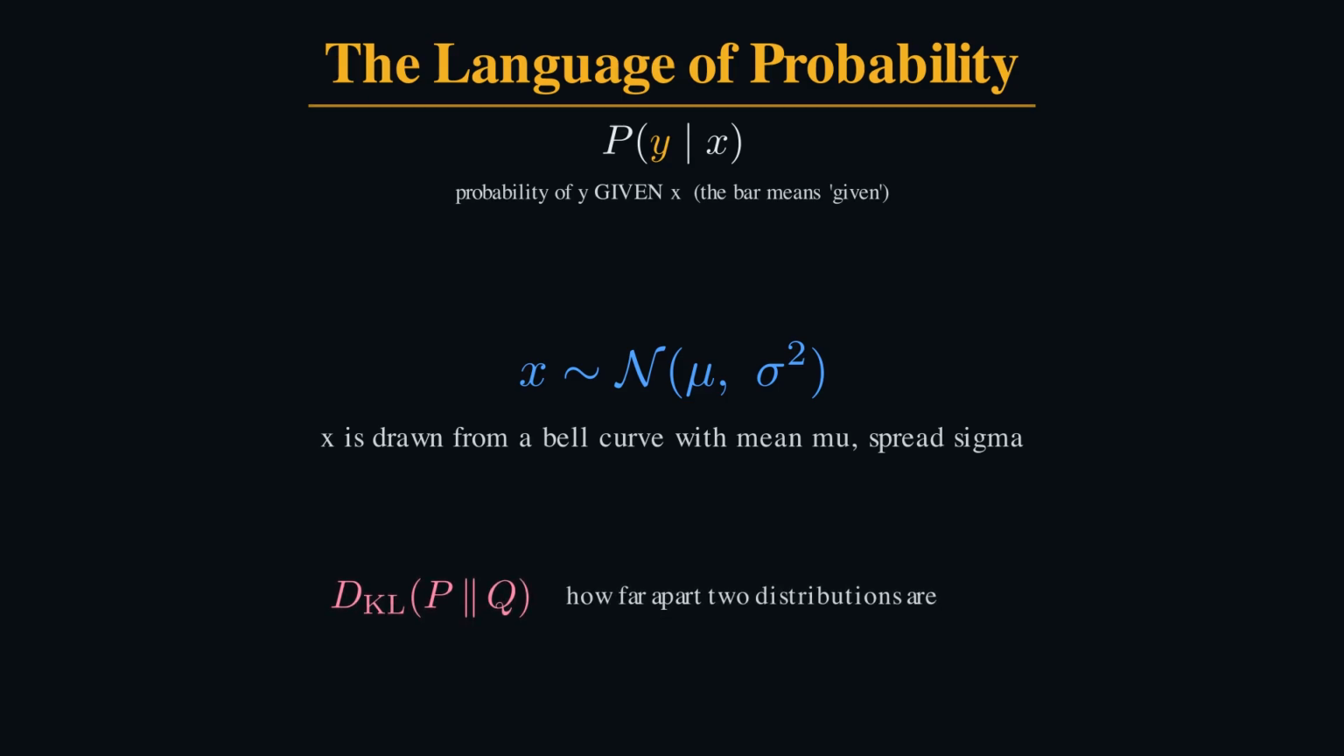Two more you will see constantly. D KL of P and Q is the KL divergence, a measure of how far apart two probability distributions are. It hides inside the cross-entropy loss. And i.i.d. means the data points are independent and identically distributed, drawn fairly from the same source. It is the assumption almost every method quietly relies on.